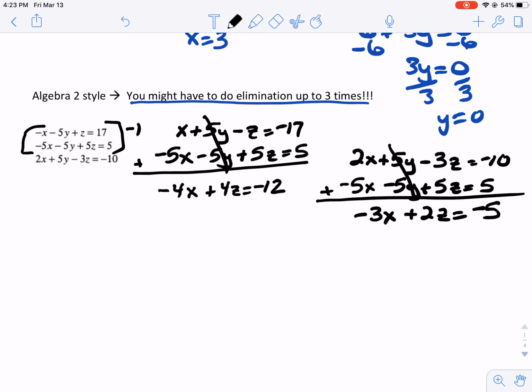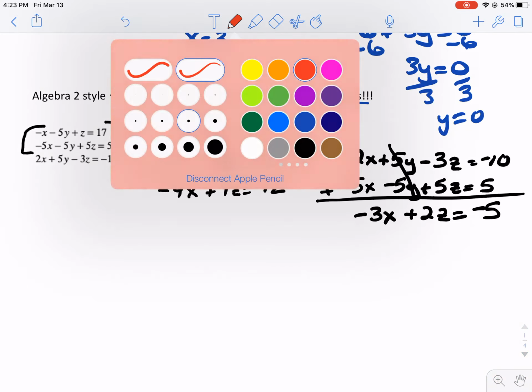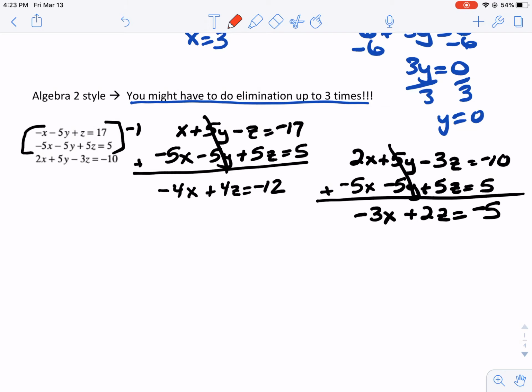So the first two equations gave me something with an x and a z. And now the third equation and the second equation gave me an equation with an x and a z. And now I have two equations with two unknowns, which makes it an Algebra 1 level problem. So I've done elimination twice. Here comes number 3. So I'm going to put these two equations together and do elimination. Negative 4x plus 4z equals negative 12, negative 3x plus 2z equals negative 5.